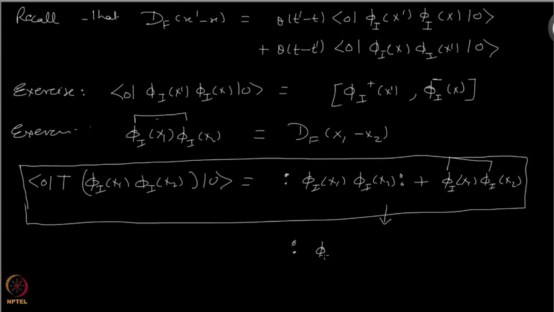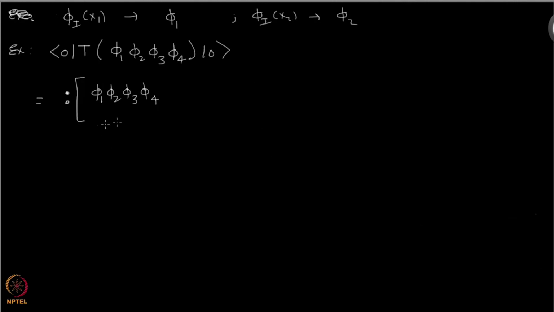I can write it as phi I x1, phi I x2 plus this contraction, and put the normal ordering outside. I can do so because this is just a complex number, so there is no meaning of ordering here. This is just the propagator. There is no operator left in here. It's proportional to the identity operator, so I can pull out this thing and put it here. Okay, the same thing.